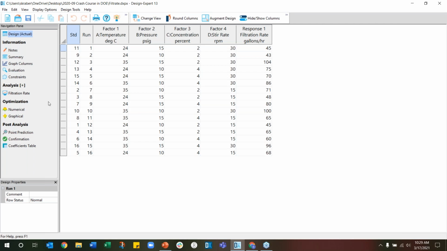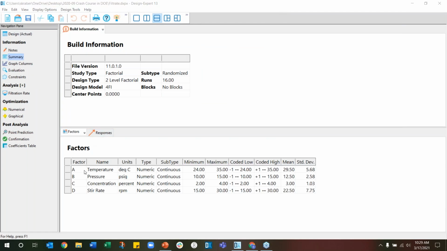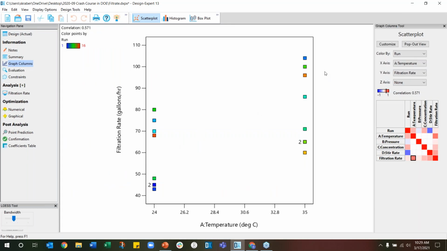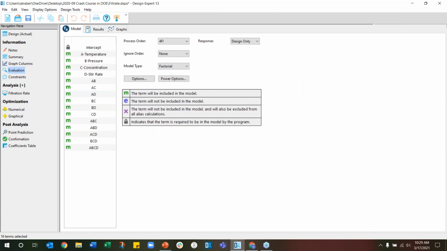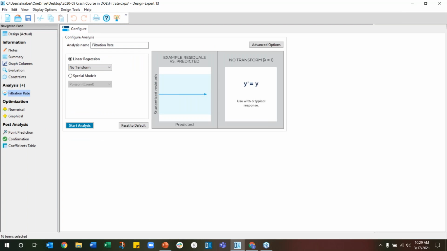All right, so in Design Expert software, the first part of the software gives you information about the design. So there's some basics, a little summary about that design. There's a graph columns where you can do a scatter plot of any factors or responses against each other. There's design evaluation. This has nothing to do with data analysis, but it's evaluating the design. And then the second part is the actual analysis. So I'm going to click here on my response name, filtration rate, and I'm going to click on Start Analysis.